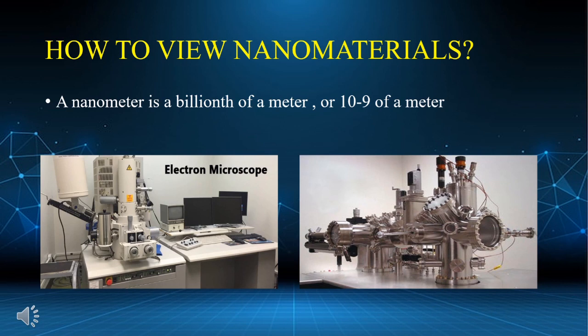The next one is the scanning tunneling microscope. A scanning tunneling microscope is a special microscope that enables scientists to view and manipulate nanoscale particles, atoms, and small molecules. The inventors of this are Gerd Binnig and Heinrich Rohrer. They won the Nobel Prize in Physics because of this invention.